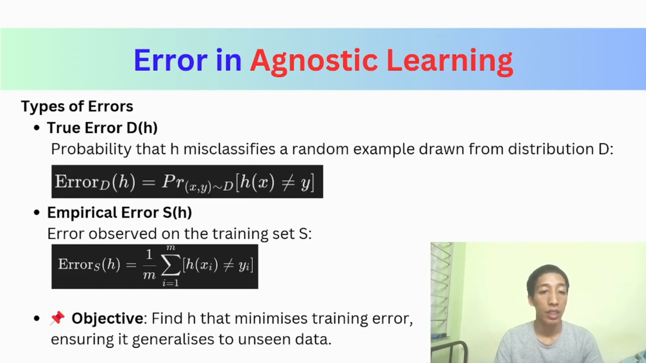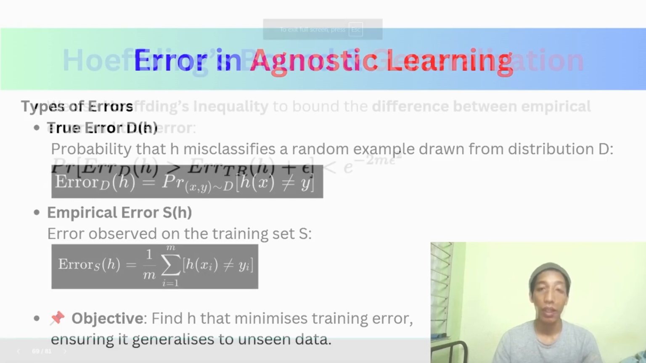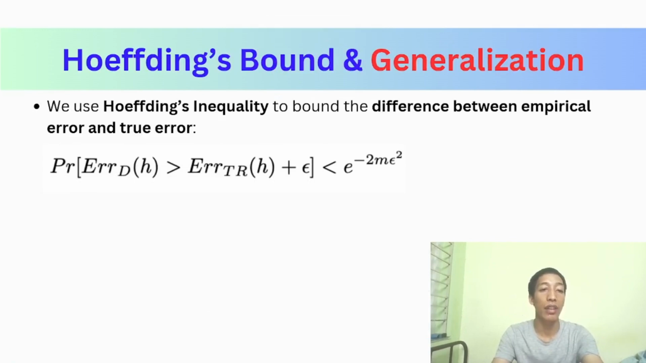The true error, denoted as error D of H, represents the probability that a hypothesis H misclassifies a randomly drawn example from the distribution D. On the other hand, the empirical error, error S of H, is the observed misclassification rate on the training data. The objective in agnostic learning is to find a hypothesis that minimizes training error while ensuring that it generalizes well to unknown data. Hoeffding bound and generalization.